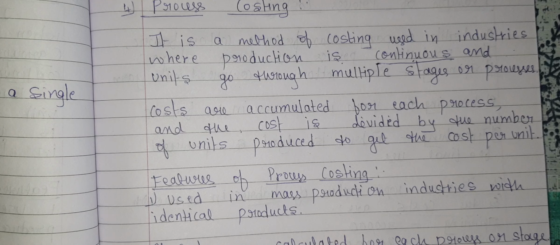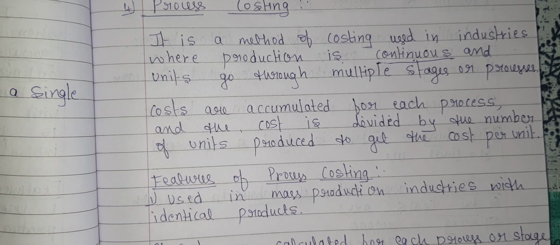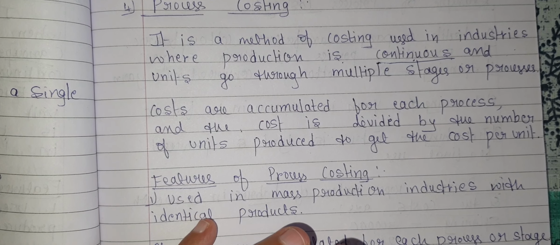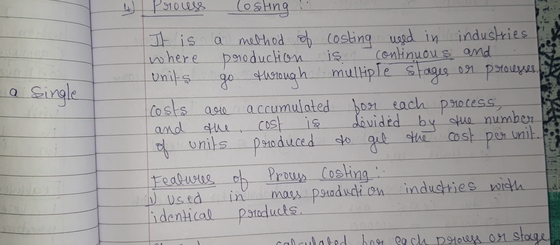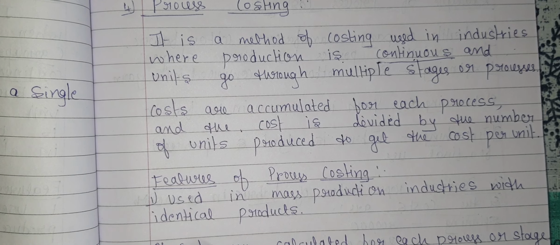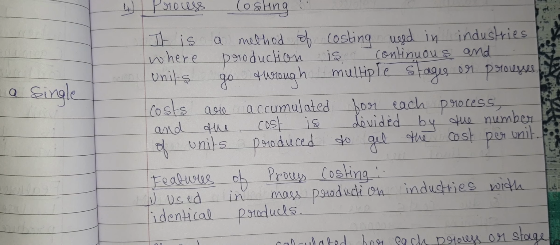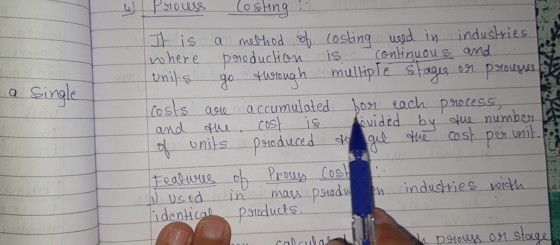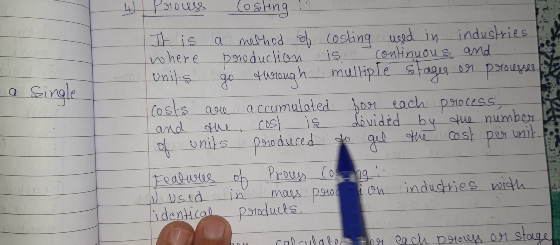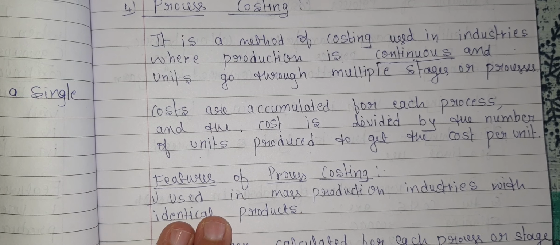And we have to calculate the cost per unit for each process, meaning for crushing, heating and grinding, we have to calculate the cost per unit. The factory does not wait for an order. It keeps running all the time to meet the demand. So costs are accumulated for each process and the cost is divided by the number of units produced to get the cost per unit.